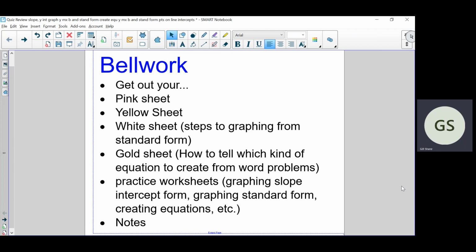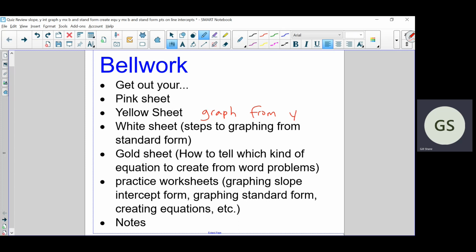So these are the things. Again, yellow sheet is when you need to graph. I mean, it kind of says this on those, but it's when you need to graph from an equation. There's a white sheet that says steps to graphing from standard form. So you got a bunch of white sheets, I know, but that white sheet says steps to graphing from standard form at the top. Pink sheet is the one we use to solve for equations. So that's solving equations, if you don't remember it. Like solving for a variable, I mean.